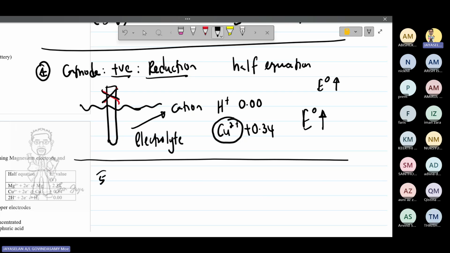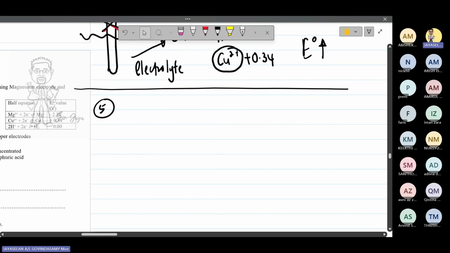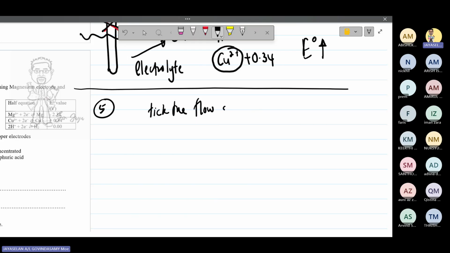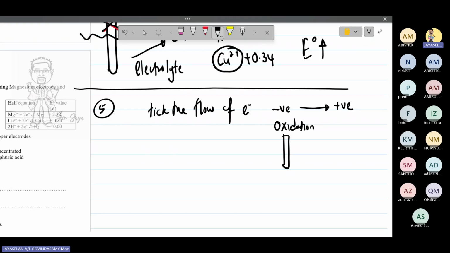Point number 5. After finish all this, point number 5, electron. Kalau dia minta tick the flow of electron, so kamu tick daripada negative terminal pergi ke positive terminal. Because negative undergo what reaction? Oxidation. Oxidation means they lost electron. The batang ini lost electron, electron akan accumulate here. So electron move from negative terminal to positive terminal. Ini adalah point number 5.